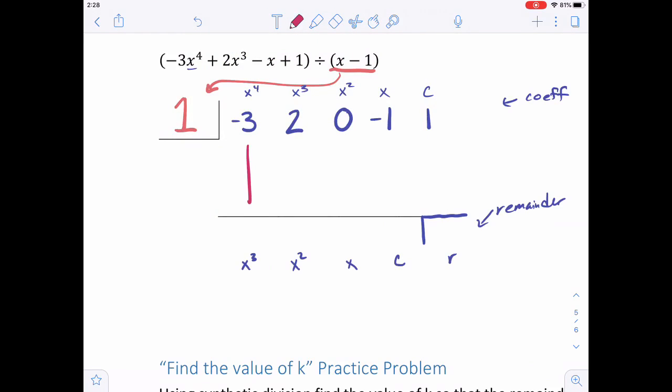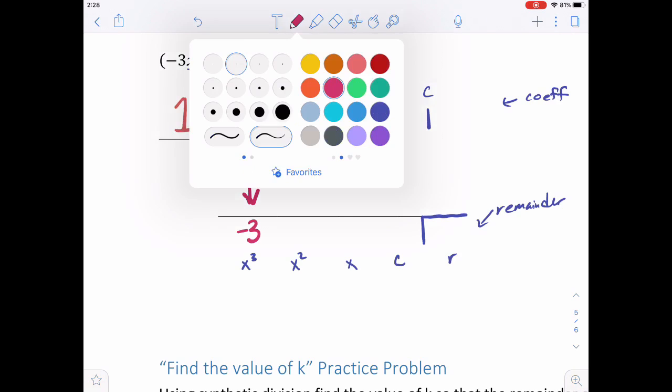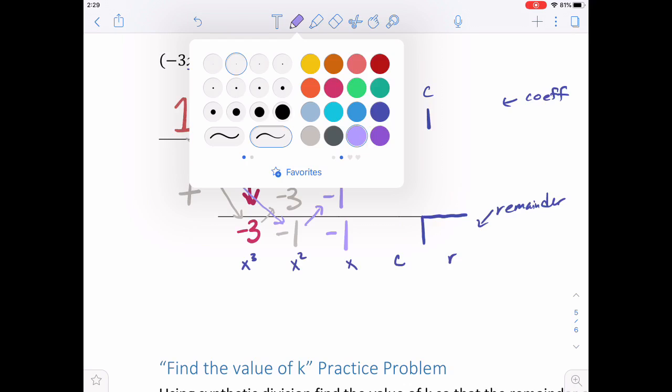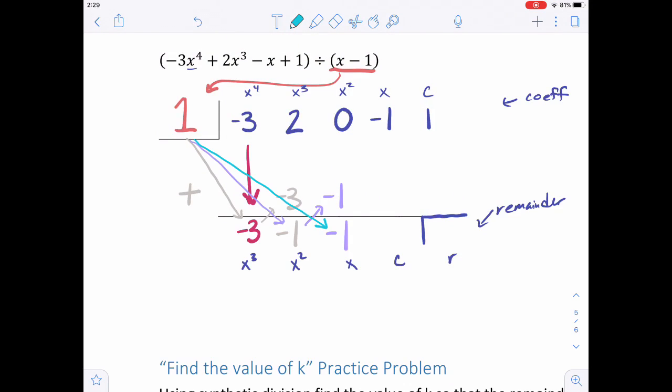First thing we do, copy it. Do nothing. Just rewrite it. Then we start to multiply. 1 times -3, -3. Add our rows. 2 and -3 makes -1. Do it again. Multiply. 1 times -1, -1. Add 0 and -1, -1. Multiply. You don't need to write these arrows. I'm just writing them so that hopefully you can follow what we're doing. 1 times -1, -1. -1 plus -1 is -2. We've got to multiply one more time. 1 times -2 is -2. 1 plus -2 is -1. That's our remainder.